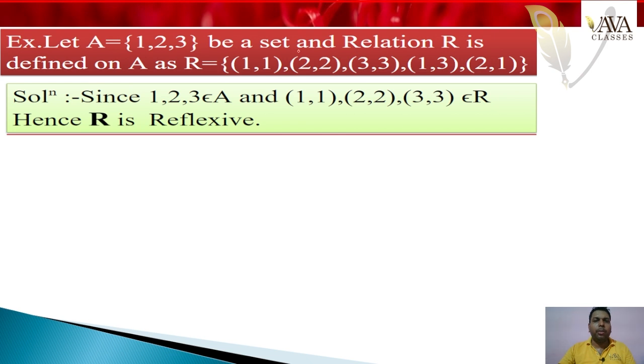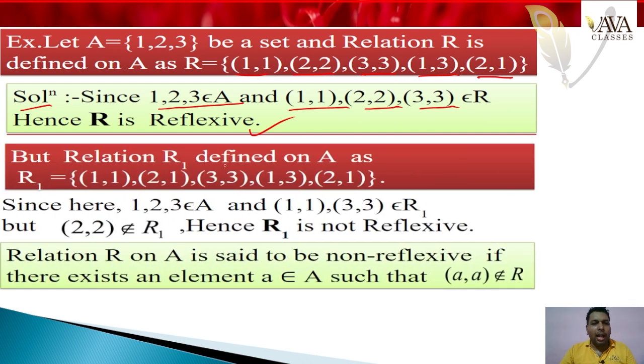Let A = {1, 2, 3} be a set and relation R is defined on A as R = {(1,1), (2,2), (3,3), (1,3), (2,1)}. Solution: since 1, 2, 3 belong to A and (1,1), (2,2), (3,3) belong to R, R is reflexive. Now for relation R1 defined on A as R1 = {(1,1), (2,1), (3,3), (1,3), (2,1)}: here 1, 2, 3 belong to A and (1,1), (3,3) belong to R1, but (2,2) does not belong to R1, hence R1 is not reflexive, friends.